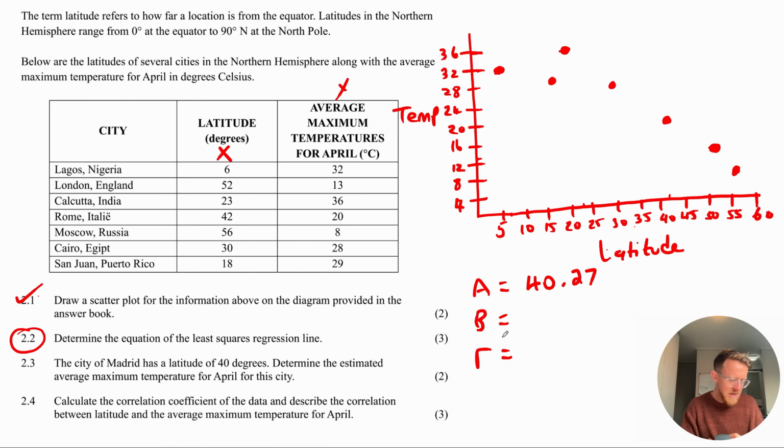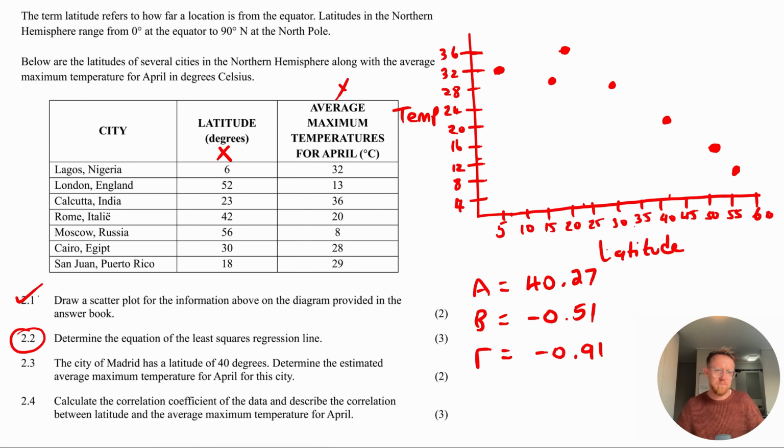And then B, so to get B, you're going to press AC again, you're going to press Shift, you're going to press 1, you're going to press regression again, and then you're going to get B and you're going to press equals, and that's negative 0.51. And then you're going to repeat that whole process to get your R value, and you should get your R value as negative 0.91.